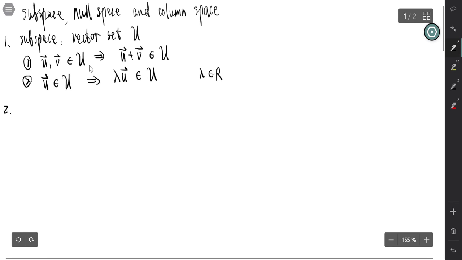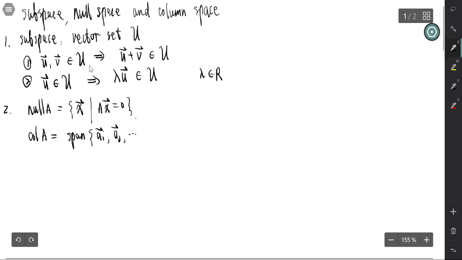The second definition is the null space and column space of a matrix. The null space of A is defined as all vectors x such that Ax equals 0. And the column space of matrix A is the span of, we call them maybe A1, A2, to AN, if A equals A1, A2, and so on to AN, its column vectors. That's the column space.